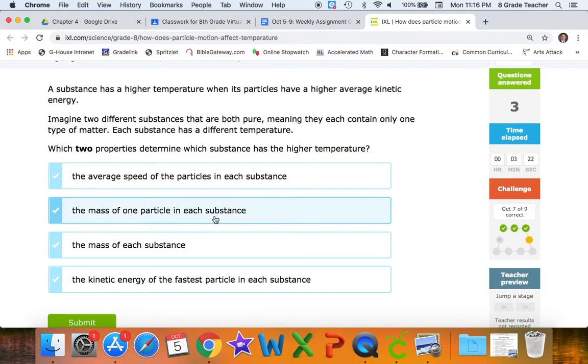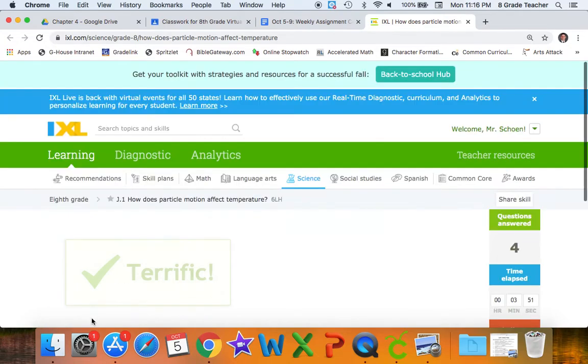A substance has a higher temperature when its particles have a higher average kinetic energy. Imagine two different substances that are both pure, meaning they each contain only one type of matter. Each substance has a different temperature. Which two properties determine which substance has the higher temperature? Well, we know that the average speed of the particles in each substance determines that, and the mass. We're going to take the mass of one particle because it's talking about a pure substance, so it's just the difference between those pure substances that would create that difference in temperature.